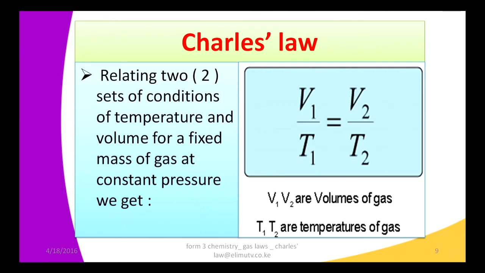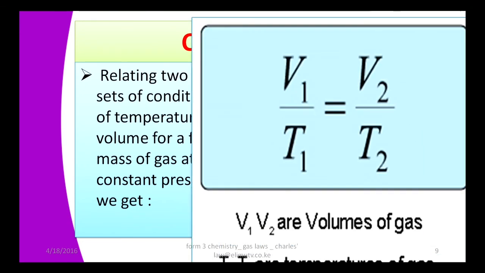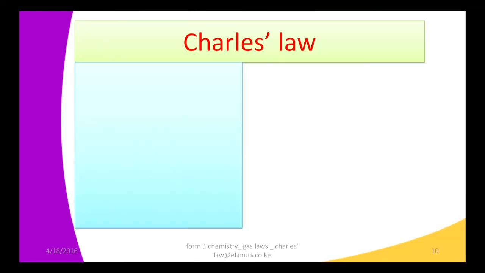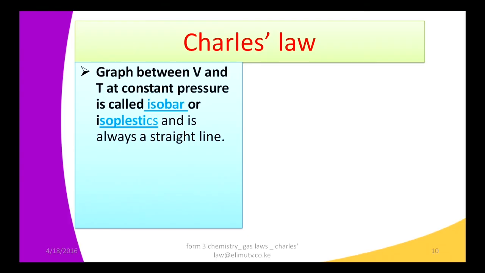Graphically, how can we express Charles' law? A graph between volume V and temperature T at constant pressure is called an isobar. So when you draw a graph of volume V and temperature T, with pressure kept constant, the graph that you derive is what we call an isobar. We can also call it an isoplastic, and it is always a straight line. This graph is a straight line.